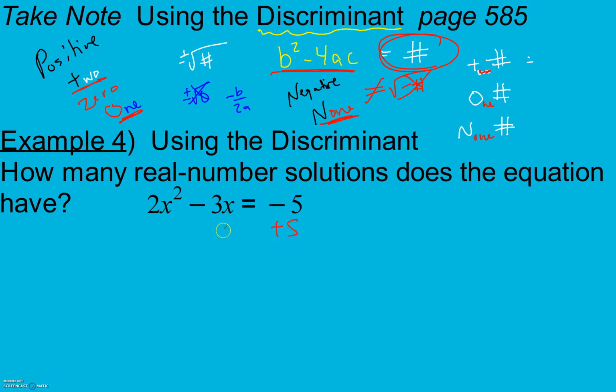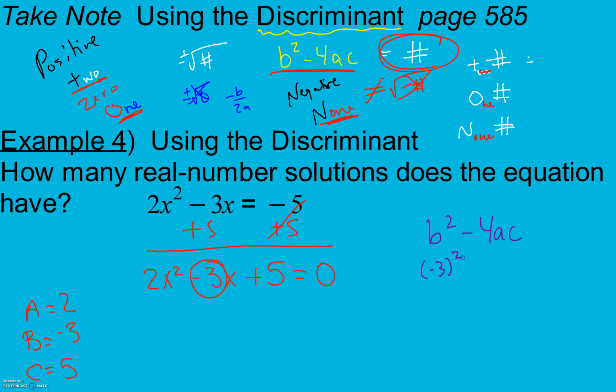So here we're still going to get it set equal to 0. Put it in standard form. 2x squared minus 3x plus 5 equals 0. A is 2. B, negative 3. And C is 5. Again, our discriminant is the part that's underneath our square root, so b squared minus 4ac in our quadratic formula. Here my b value is negative 3 squared minus 4 times a is 2 and c is 5.